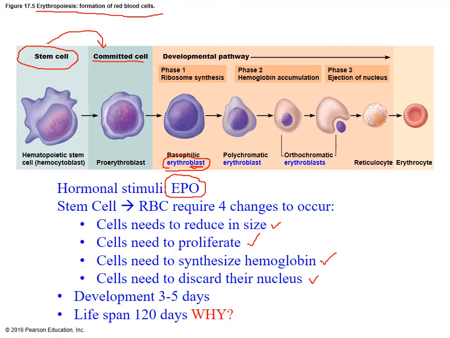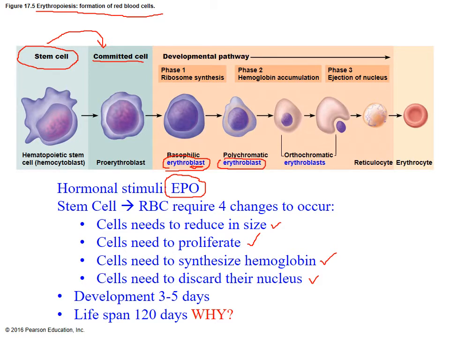So an erythroblast cell is a developmental red blood cell. It's on its way to become mature, but it's not quite there yet. So as you can see, you're going to see some morphological changes occurring. And honestly, I don't think there's a need for you to memorize basophilic erythroblast, polychromatic erythroblast. You don't have to worry about it. I just want you to know it's called an erythroblast.